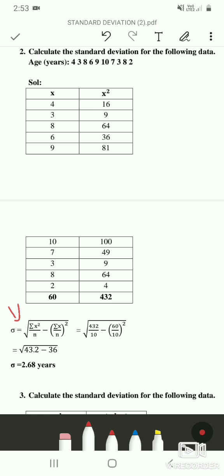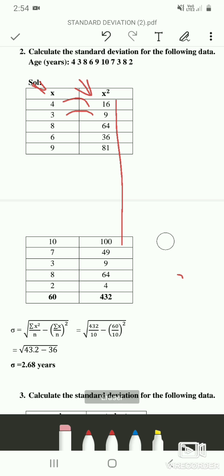What tables we require is x and we need x square. We are solving this using direct method. Write down the x values and add these values to get the value of summation x. So summation x is 60. Once you get summation x, the next column would be to find x square. Square these values. 4 square is 16, 3 square is 9. Similarly find square of each value and add these values to get summation x square value. Here summation x square is 432.